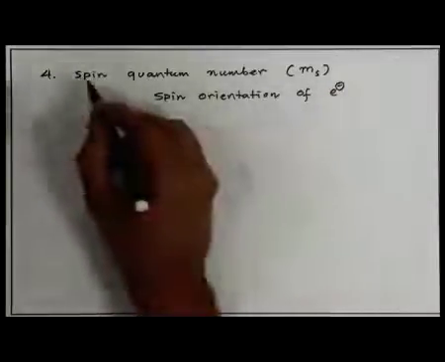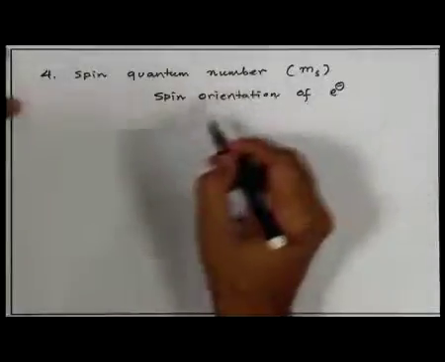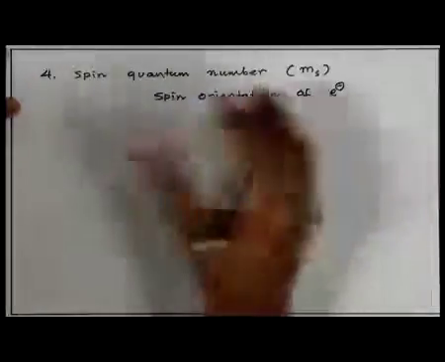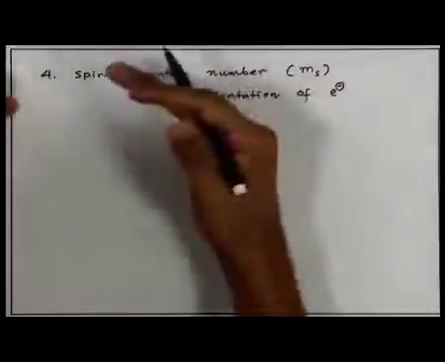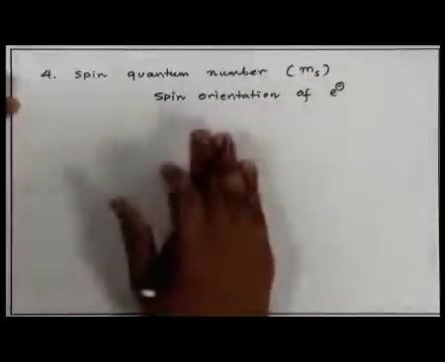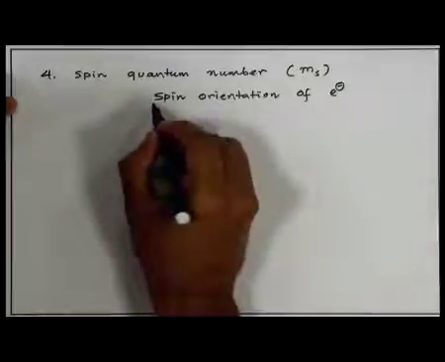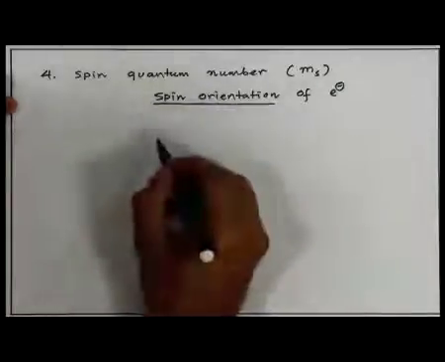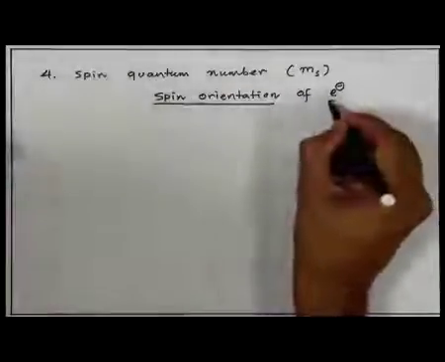Remember, when we discussed magnetic quantum number, we said that it signifies the orientation of the orbital in space, in x axis, y axis, z axis, or on the xy plane or on the yz plane, and so on. But spin quantum number talks about the spin orientation. It is not spatial orientation, it is spin orientation of an electron.